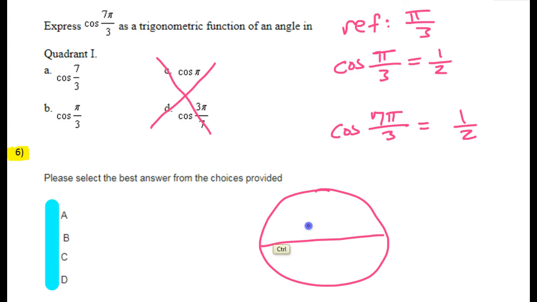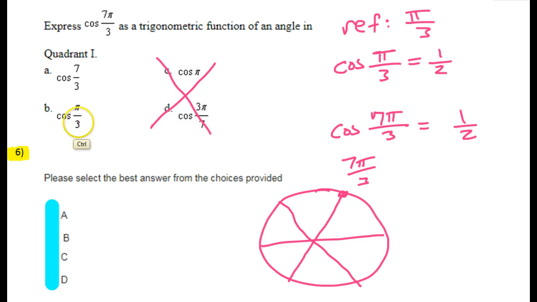Okay, the top half of the circle is pi. If I divide it into 3 parts, each part will be pi over 3. So if I go around the circle, I've got 1 pi over 3, 2 pi over 3, 3 pi over 3, 4 pi over 3, 5 pi over 3, 6 pi over 3, 7 pi over 3. So fine, 7 pi over 3 is in fact in the first quadrant.